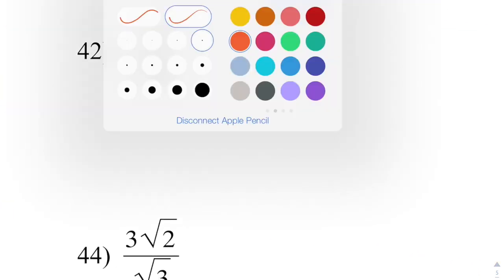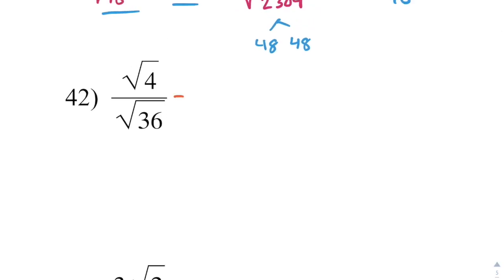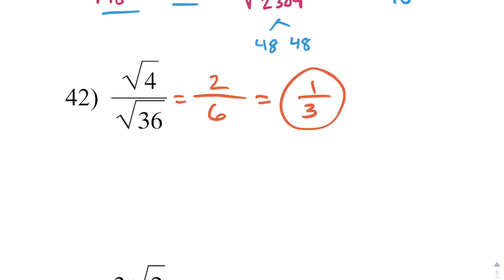All right, this one's a little bit more simple. We get the square root of 4 is 2. The square root of 36 is 6. 2 over 6 simplifies to 1/3.